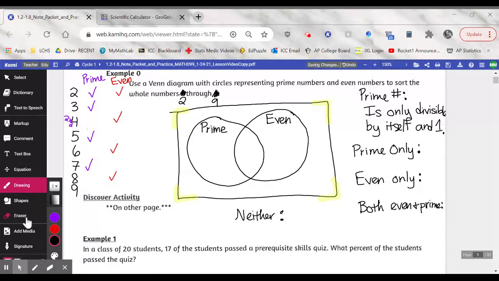Okay, so I'm going to list the numbers that belong to each of these. 2 is both, so 2 would fit there. 3 is only prime. 4 is only even. 5 is only prime. 6 is only even. 7 is only prime. 8 is only even.